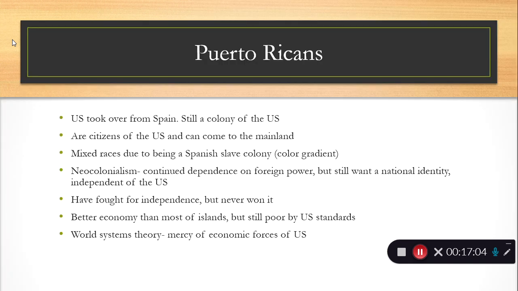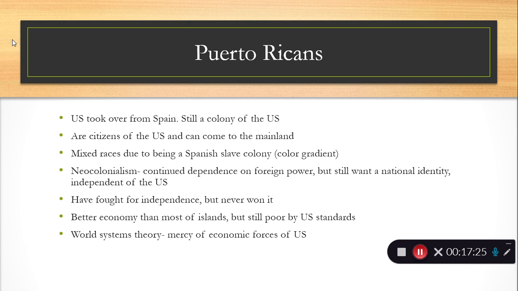Okay. Puerto Ricans, again, we took this over from Spain. It is still a colony of the United States. They are citizens of the U.S. and can come to the mainland anytime. Again, Puerto Rican identity is very mixed. It was a Spanish slave colony, okay? So you had people from all over, African, Native, European, all blending into one, okay?